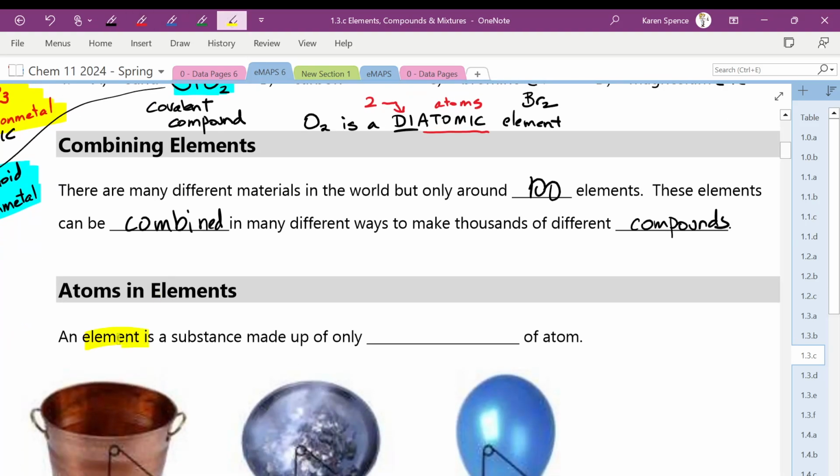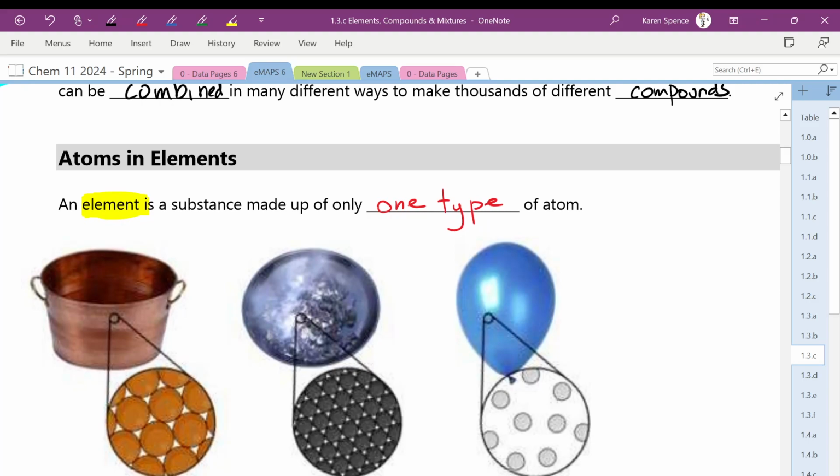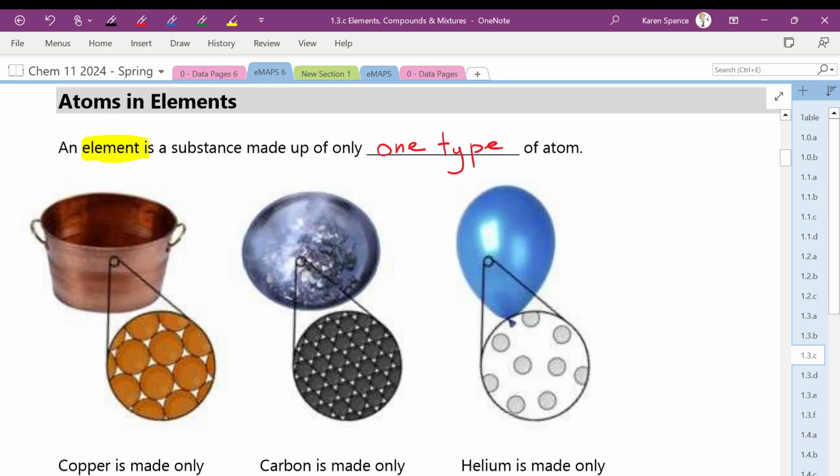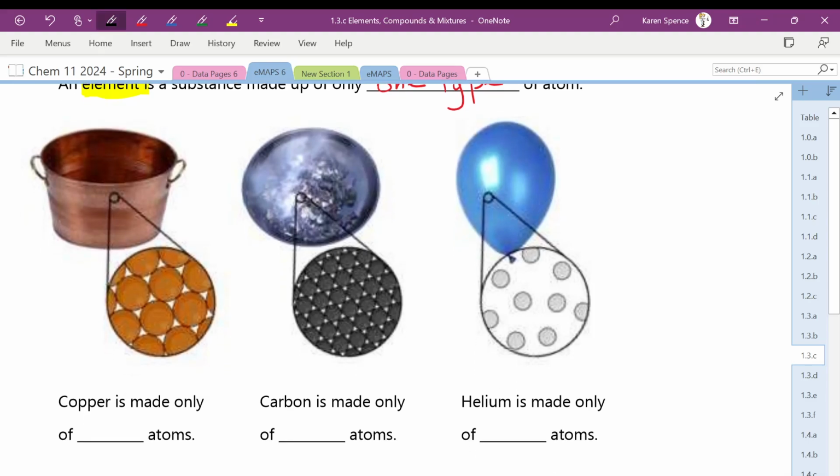An element is a substance made up of only one type of atom. Now, sadly, your pictures do not have these lovely colors. Okay, it's like 10 times more expensive to print in color. But copper is made of only copper atoms. Carbon is made of only carbon atoms. And helium is made of only helium atoms.